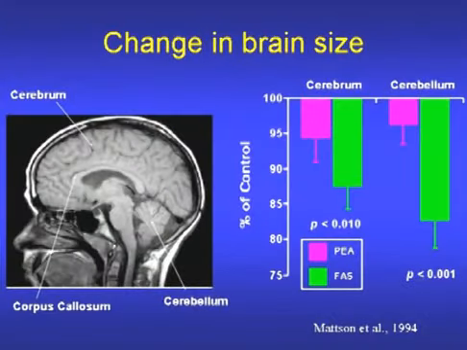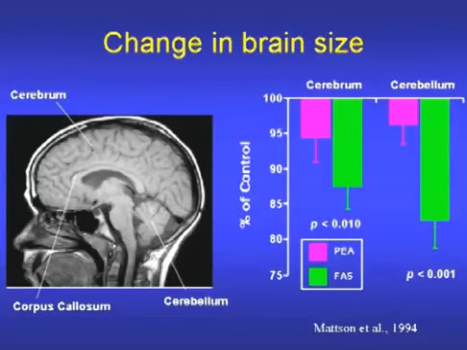The image on the left is a normal mid-sagittal MRI scan of the human brain with the cerebrum and cerebellum pointed out. The data on the right show the reduction in size of these two areas in children with FAS and PEA. The acronym PEA stands for prenatal exposure to alcohol, and includes children with known histories of heavy prenatal alcohol exposure, but who lack the features necessary for a diagnosis of FAS.